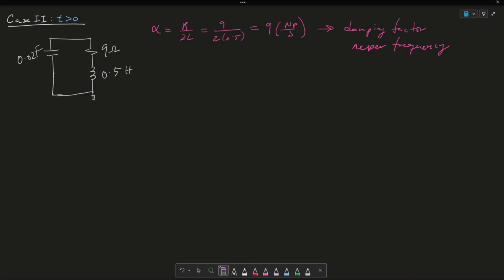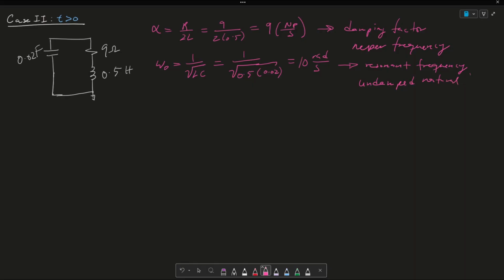The second parameter that we concern ourselves with is this omega naught, which is equated to 1 over the square root of my inductor times my capacitor. So then this is equated to 1 over the square root of 0.5 times 0.02, which if you do the math is 10 radians per second. And this here is referred to as the resonant frequency, or a pretty long name, which is the undamped natural frequency. Given these two values, we can say that alpha is less than omega naught.